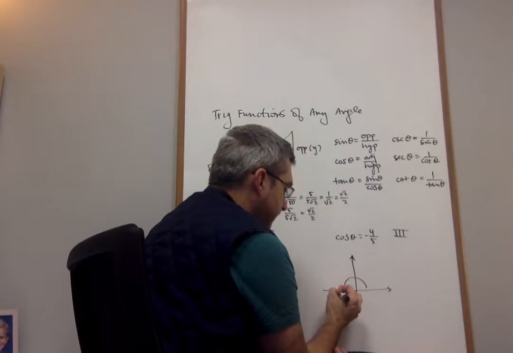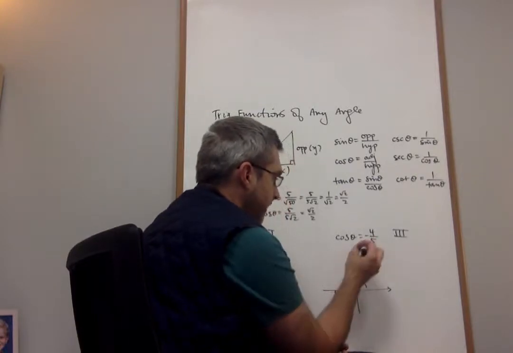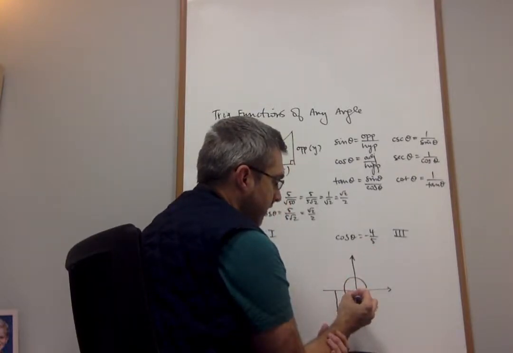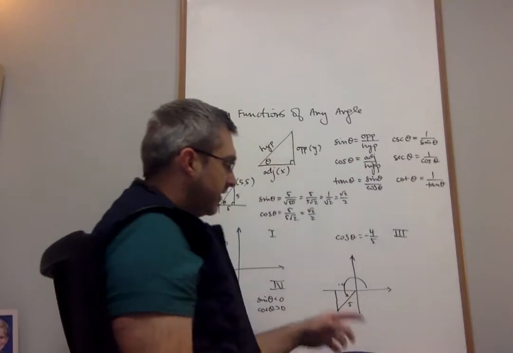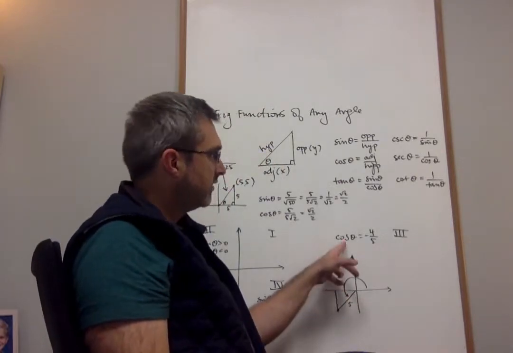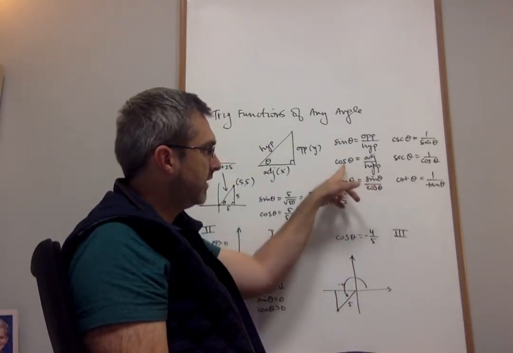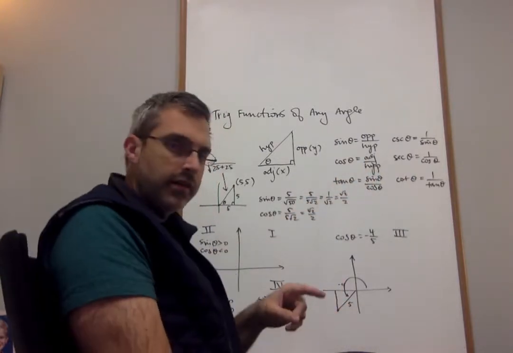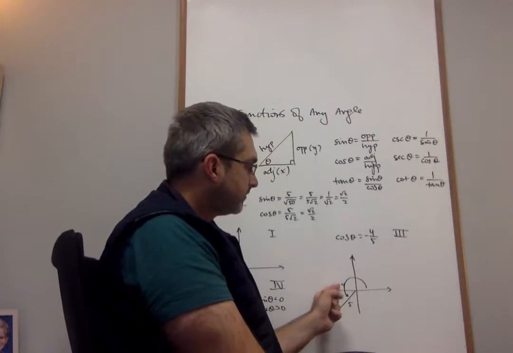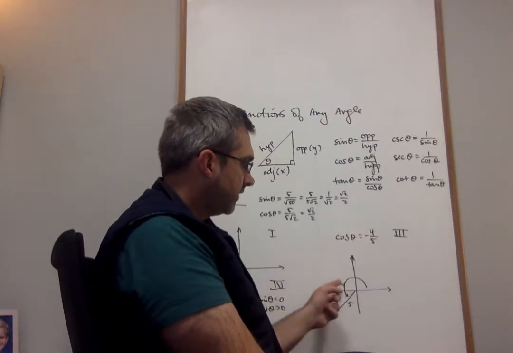And the cosine is negative 4/5. Now we know that if it's negative 4/5, the negative part is the x part, so this is negative 4. So it's adjacent, cosine. Remember, cosine is adjacent over hypotenuse. Negative 4/5. So adjacent over hypotenuse, negative 4/5.